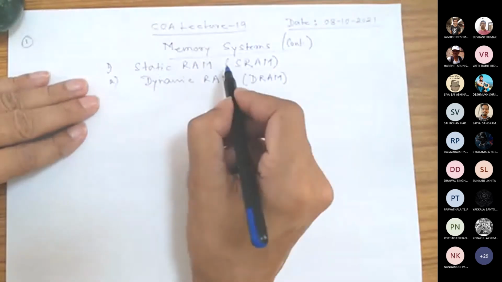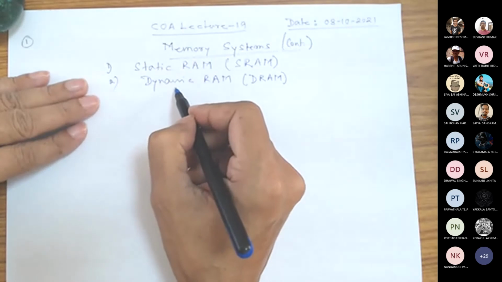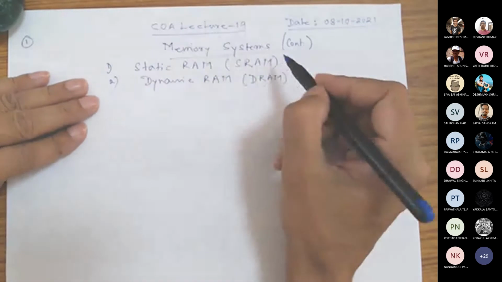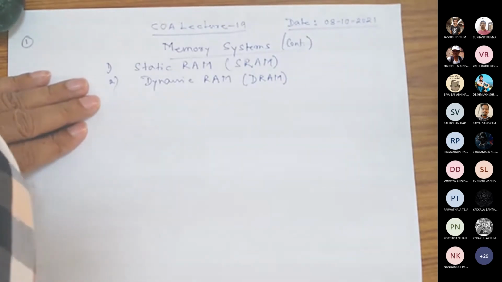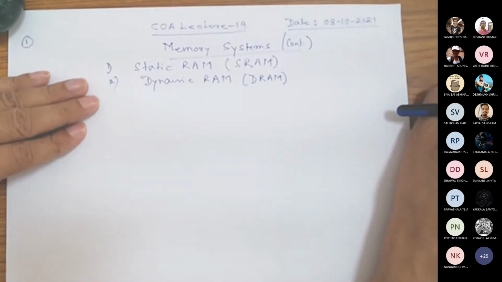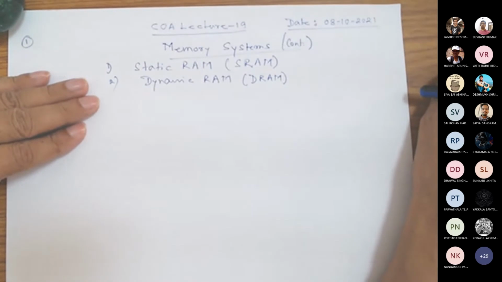Now, from the name itself, you can probably guess why this is called static and why it is called dynamic. Can someone tell me what can be a possible reason that we call it a static RAM and why we call it a dynamic RAM? Any guess? Anyone? No idea?